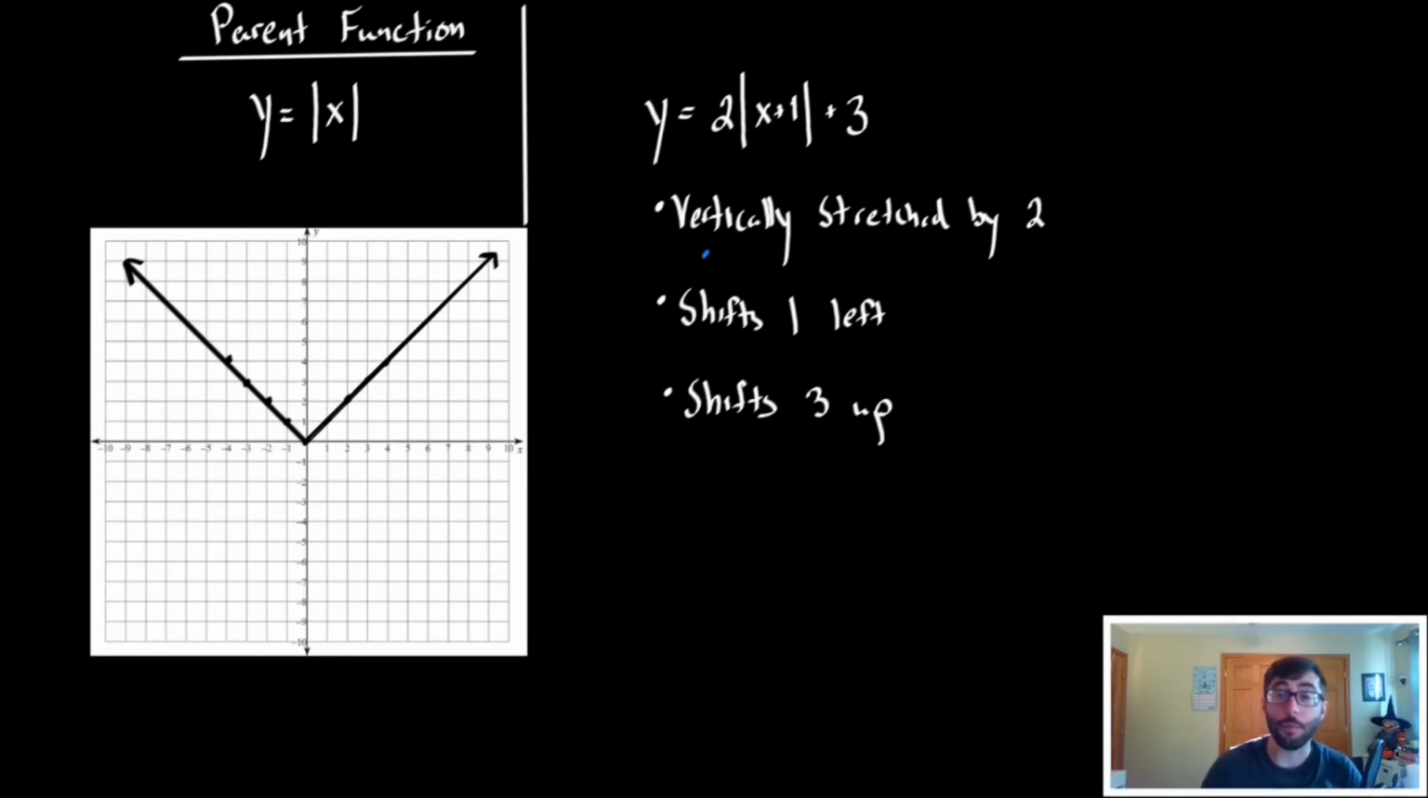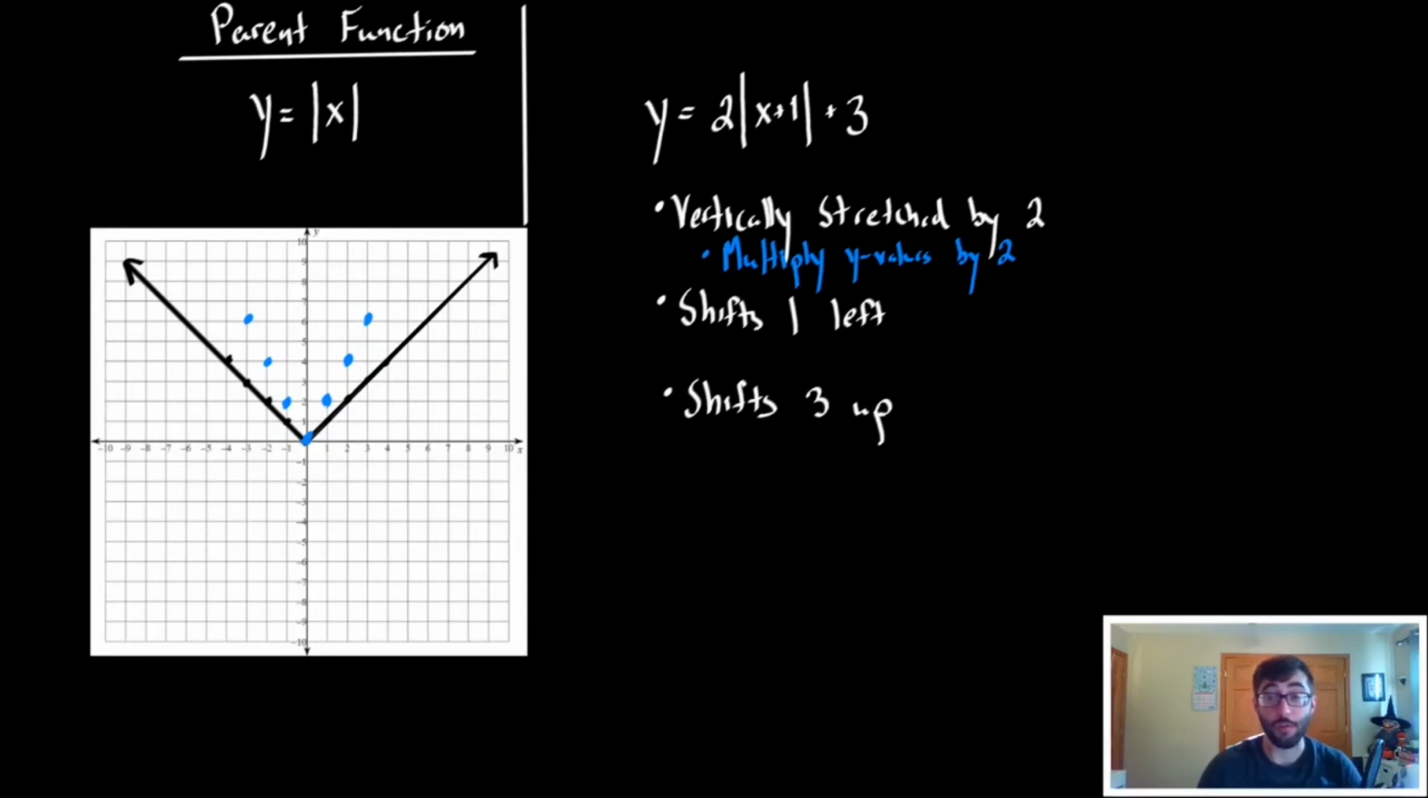So I'm going to multiply the y values by 2. So the way that this is going to look is 0, 0 just stays 0, 0, nothing changes there. But 1, 1 is going to become 1, 2, and negative 1, 1 is also going to become negative 1, 2. 2, 2 is going to become 2, 4. 3, 3 is going to become 3, 6, and so on. And that is because we multiplied the y values of each coordinate by 2. So that would be our vertical stretch by 2.